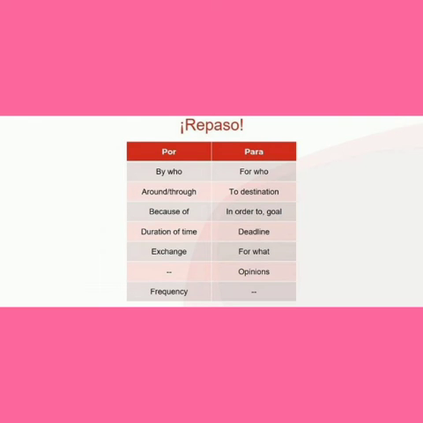For example, por expresses duration of time for 5 hours, while para expresses deadline in 5 hours or by 5 hours, I need the work. Por expresses exchange for $5, while para expresses for what? For his mother.